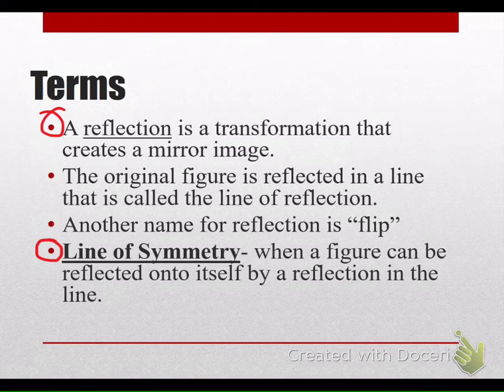So first vocabulary term is a reflection. That's what we're talking about all lesson long. A reflection is a transformation that creates a mirror image. So like a reflection in the mirror, everything's backwards. Same idea today. So we're going to look at a figure. Let's say a triangle.